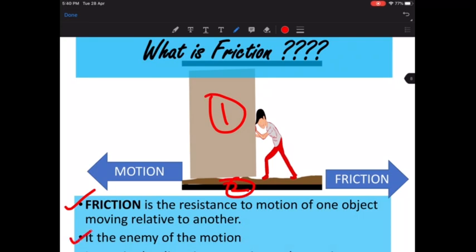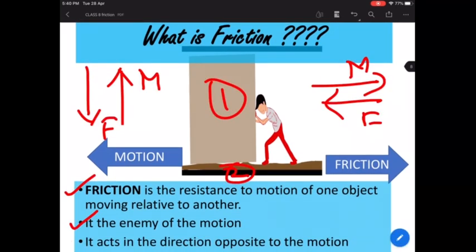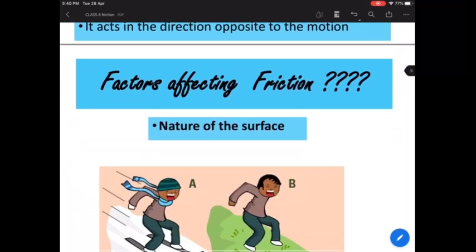And we may say that it is the enemy of the motion. So if the motion is in this direction, friction will always be in this direction. If the motion is in this direction, then the friction will be in this direction. Okay, so it is always trying to stop the motion. It always acts in the opposite direction, as we have just studied.